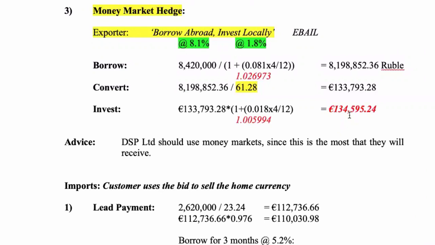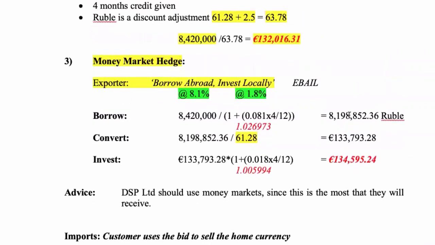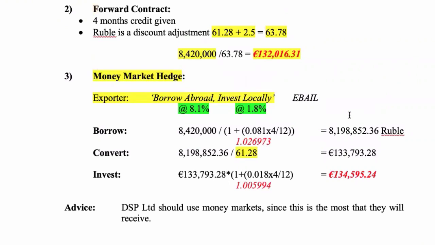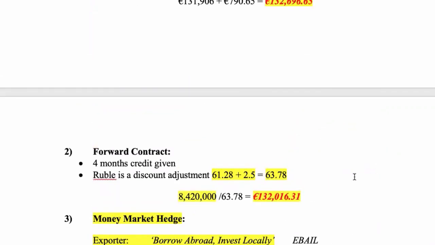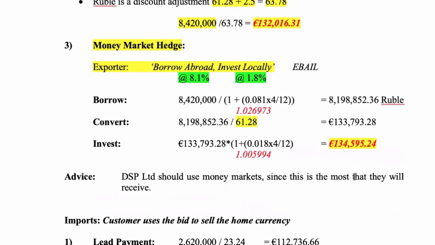Now, comparing that to the forward and the lead payment, compared to these two, the 134.5 is a better hedging method, because we're getting an extra 2,500 relative to the forward contract. And comparing this to the lead payment, again, it's better than the lead payment by about 3,000 or by about 2,000 euro. Okay. So the advice here is they should use the money market as their hedging method.